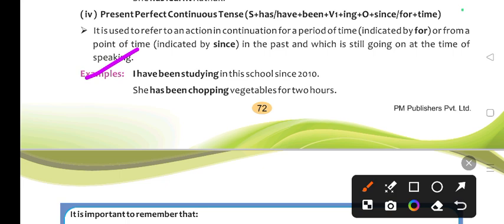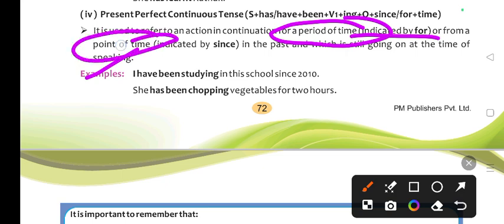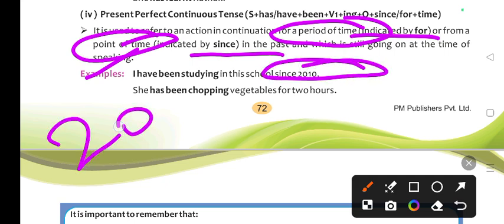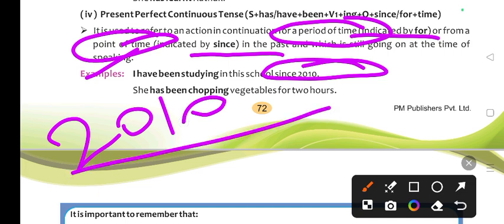If you are talking about a period of time, it is indicated by for, but if you are saying a point of time, an exact time, we will put since. Let's observe this example. I have been studying in this school since 2010. I'm just particular with the number here, so we put an exact number, an exact point of time, so we are putting since. But if I'm saying 1 hour, 2 hours, we will put for.